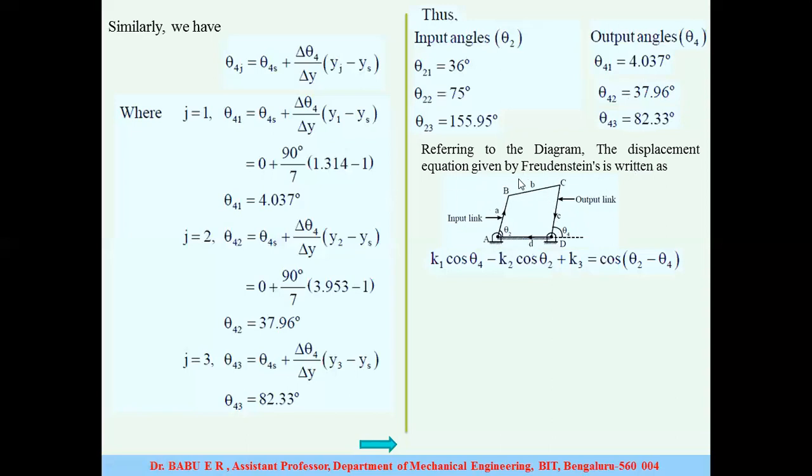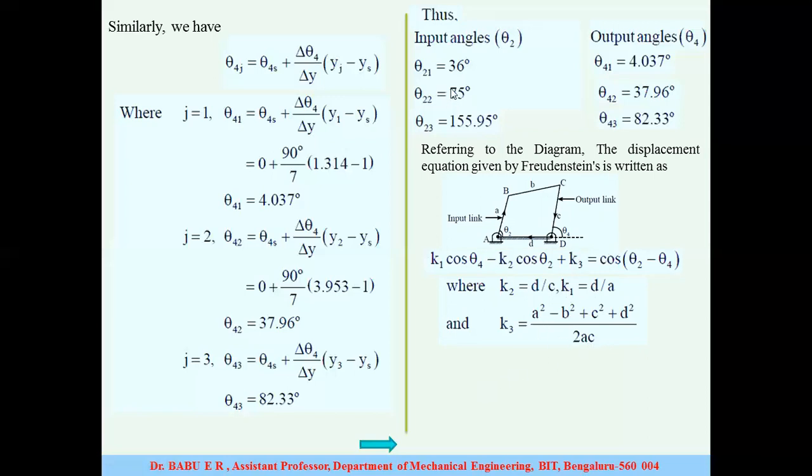The displacement equation given by Freudenstein for this mechanism is k1 cos theta 4 minus k2 cos theta 2 plus k3 equals cos of (theta 2 minus theta 4). Theta 2 is the input crank angle, theta 4 is the output crank angle. The value of k1 is d by a, the value of k2 is d by c, and the value of k3 is (a square minus b square plus c square plus d square) by 2 times ac.